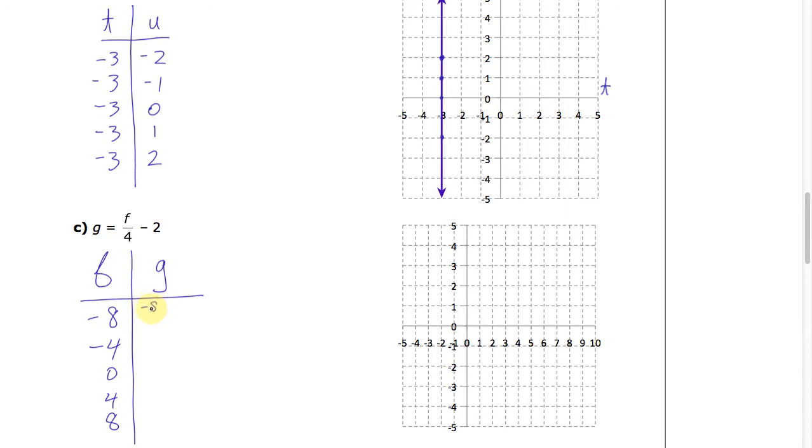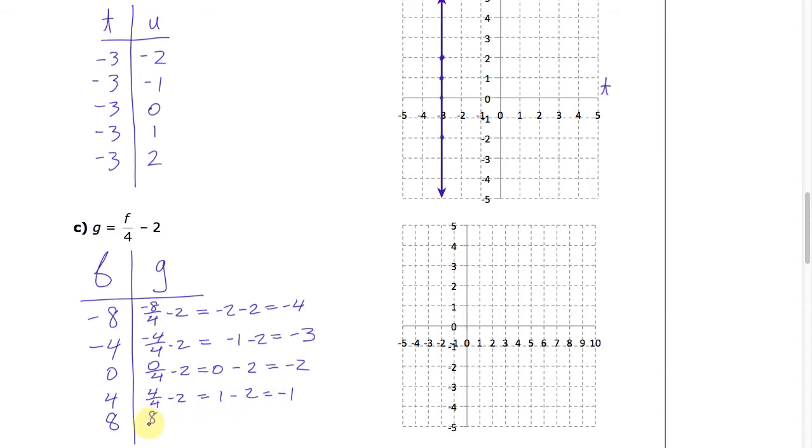So doing -8 divided by 4 and taking away 2, that gives me -2, take away another 2, which gives me -4. And -4 divided by 4, take away 2, is -1, take away 2, which is -3. And 0 divided by 4 is 0. Take away 2 from that, I get -2. 4 divided by 4, take away 2, gives me 1, take away 2, which is -1. And 8 divided by 4, take away 2, gives me 2 minus 2, which is 0. So now let's put these points on the grid.